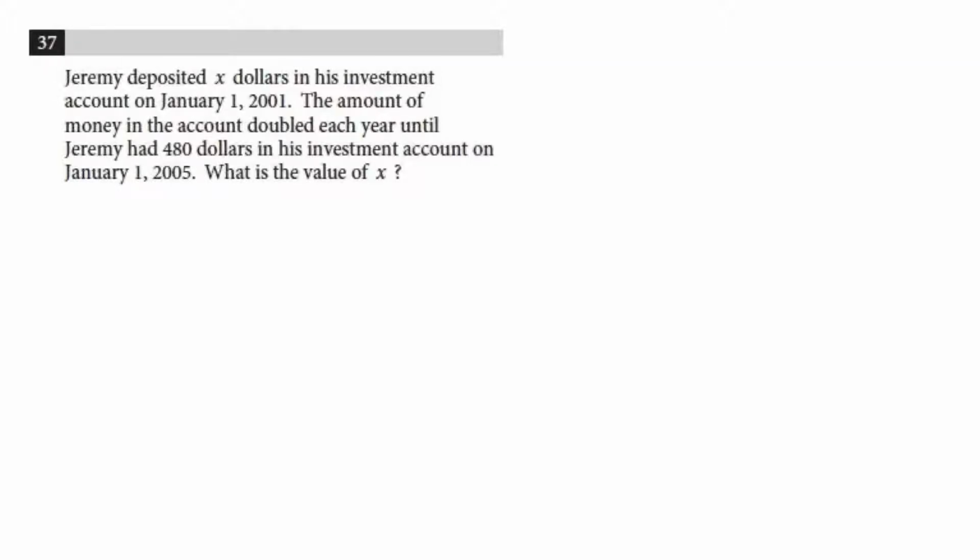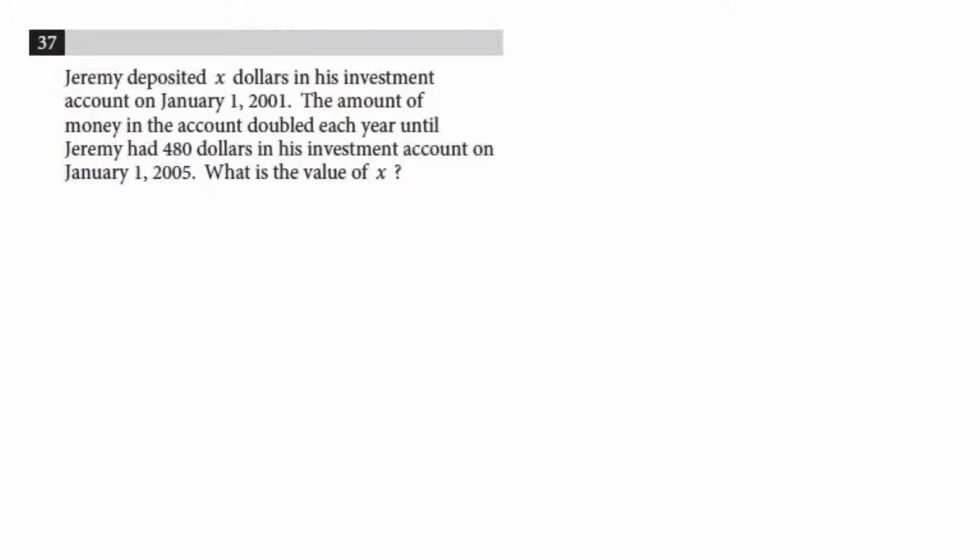Jeremy deposited X dollars in his investment account on January 1st, 2001. The amount of money in the account doubled each year until Jeremy had $480 in his investment account on January 1st, 2015. What is the value of X?